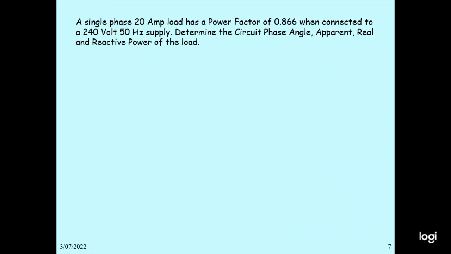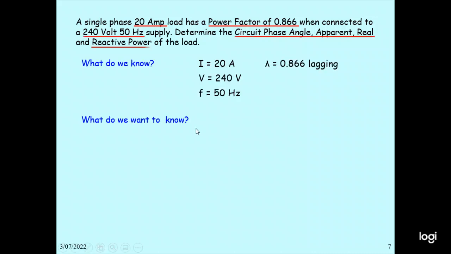Now let's calculate this problem. A single phase 20 ampere load has a power factor of 0.866 when connected to a 240 volt 50 Hz supply. Determine the circuit phase angle, and the apparent, real and reactive power of the load. What we know is the current is 20 ampere, power factor 0.866 lagging, voltage is 240 volt, frequency 50 Hz. We have to find theta, S, P, and Q.